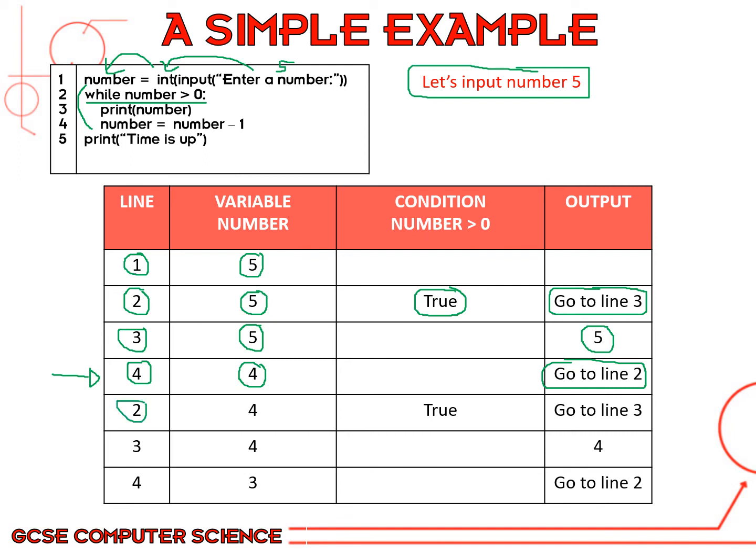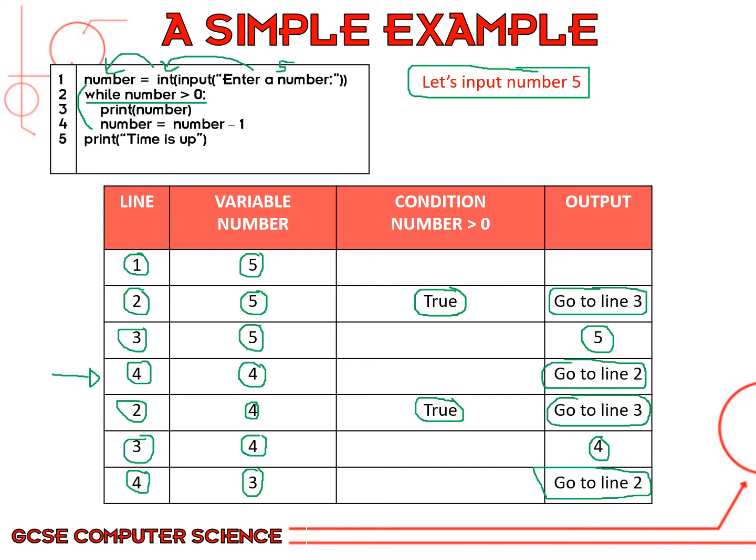So we go to line 2. The variable is now 4. We check our condition. Is it greater than 0? Yes, it is. So because it's true, we go to line 3. On line 3, we output the number. So number is 4. We output it to the screen. Move down a line, and it says minus 1, so we subtract 1, which gives 3. Then our output is to go to line 2 again because it's part of the loop.